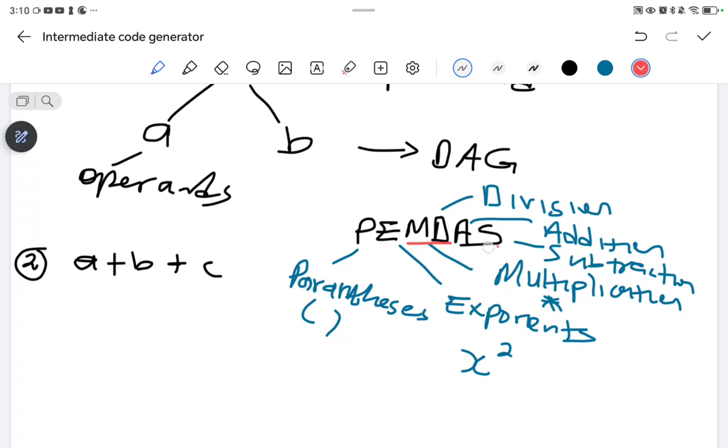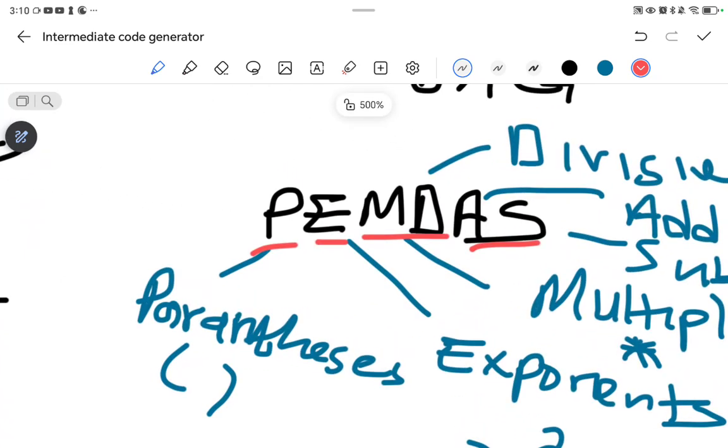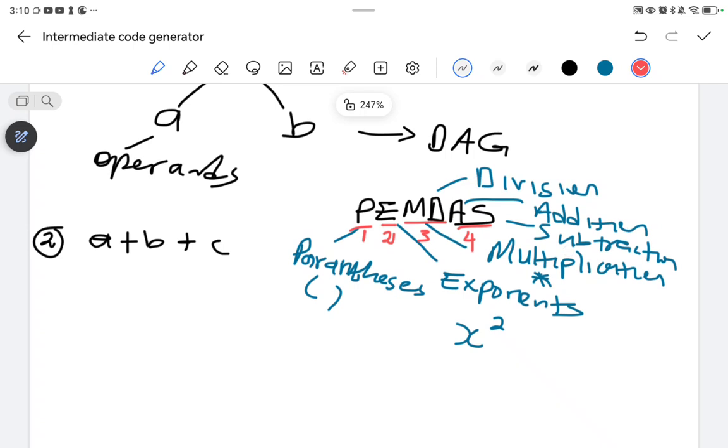Then we have learned also that these are of the same order, but these two are not of the same order. So I can now describe their orders. This has the highest order, this is the second highest order, the third highest order, and this is the fourth highest order. That is how we would describe PEMDAS.